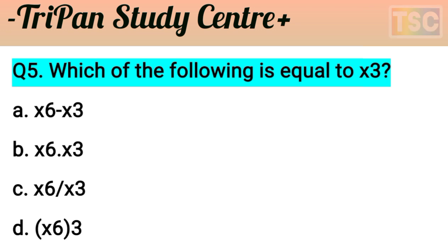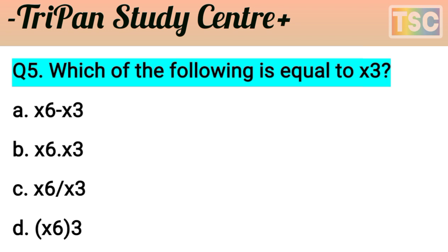And the next, B, x power 6 multiply x power 3. The dot means multiply, and multiply means the powers add. So x has power 6 plus 3, which is 9. That is not equal to x^3, so B is also rejected. And see option D, x power 6 to the power 3. Here the powers multiply, so the answer is x^18. D is also rejected.